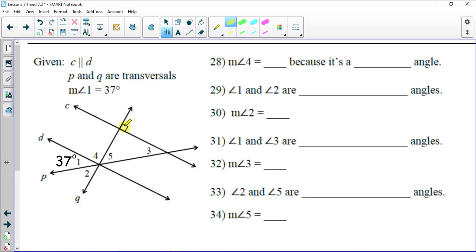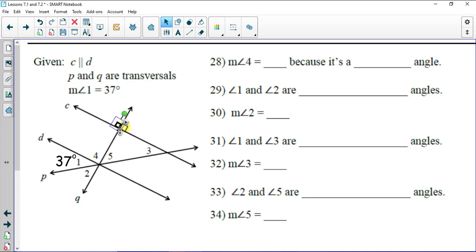This angle is a 90 degree angle. It means that the angle next to it is also going to be a 90 degree or right angle. So I'm going to put a little box over there. So this angle right here is also going to be a right angle for us.